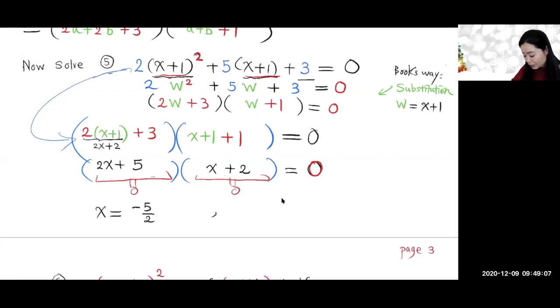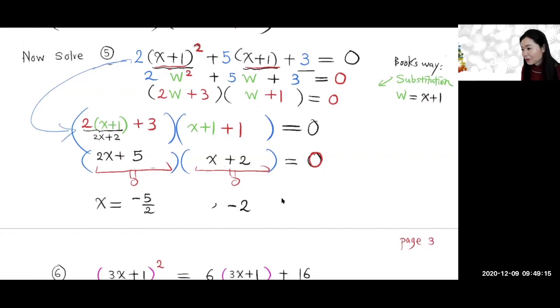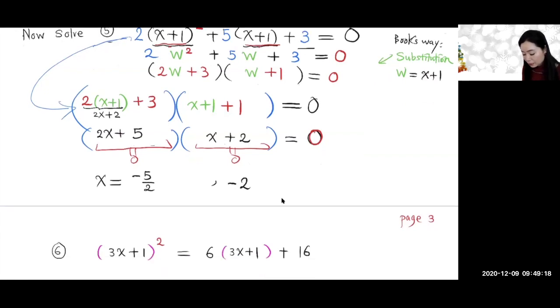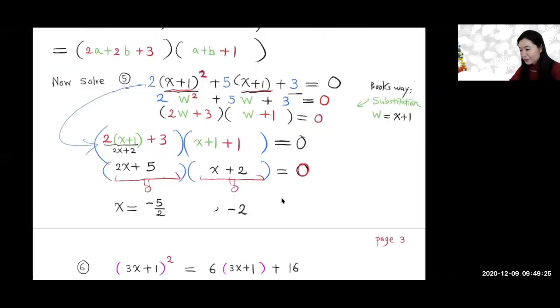So you have two solutions, this one or this one. For homework, usually they like you to order from small to big. So this is smaller, this is bigger. So you can put it in this order.